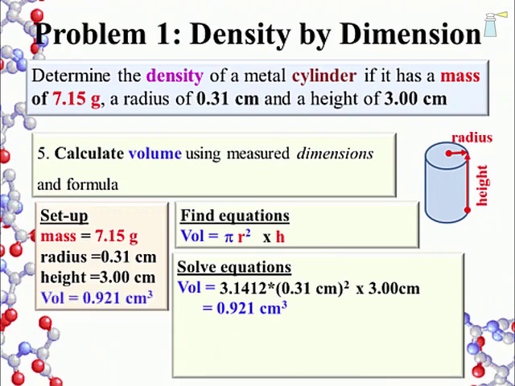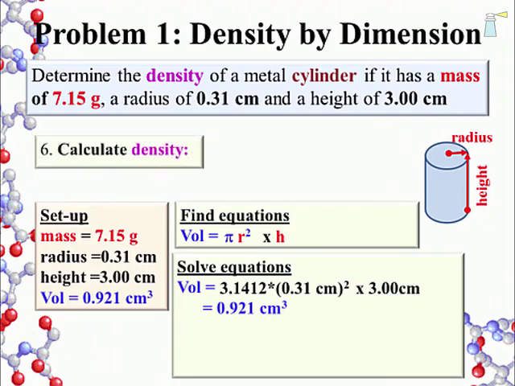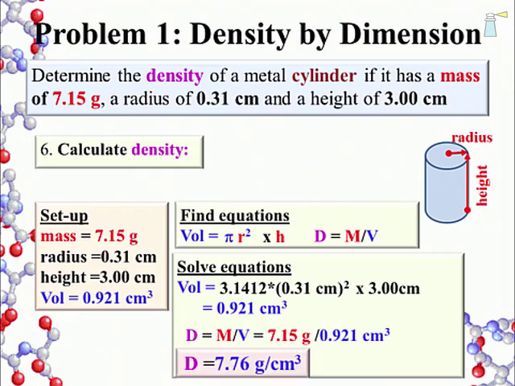Volume is now added to the setup. And the final step is to calculate the density. The formula for density is mass divided by volume. The solution to the problem is found by inputting the values from the setup into the equation. 7.15 grams divided by 0.921 centimeters cubed, which comes out to 7.76 grams per cubic centimeter.